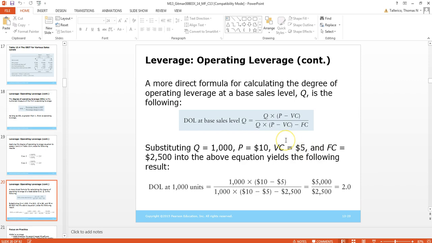So here's a way of showing the degree of operating leverage in a more direct way by just entering all the values we have from the little spreadsheet that they showed you. If you take the quantity of 1,000, the $10 price, the variable cost and the fixed cost, you'll get that same number too. So now we have two equations for getting the degree of operating leverage at this base sales level of 1,000.